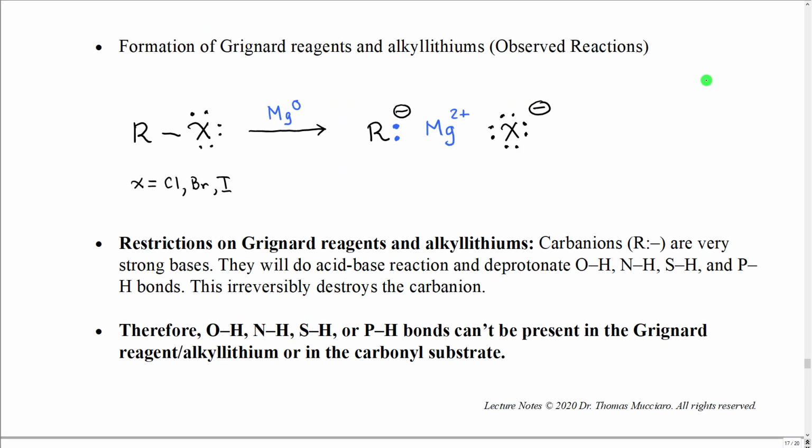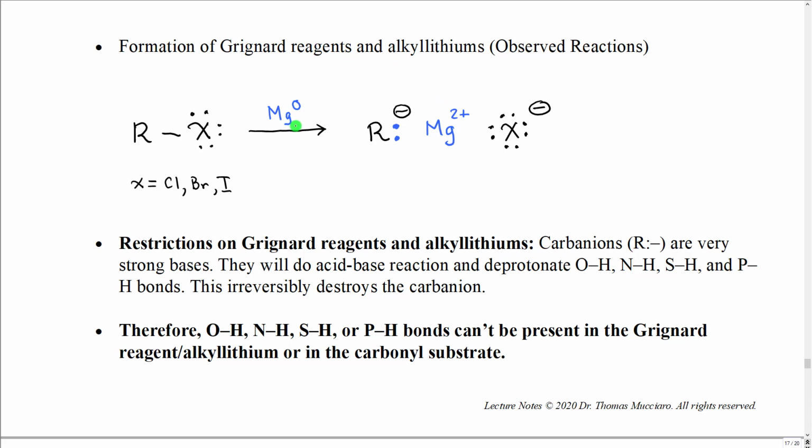Grignards and alkyl lithiums are pretty easy to make. I'm going to show you the reaction for Grignards. We start with an alkyl halide, so carbon attached to chlorine, bromine, or iodine. We put in magnesium metal, which we symbolize with the 0 charge. Magnesium metal, therefore, has 2 electrons that it would be willing to give away so that it can reach the nearest noble gas configuration. So if it gives away those 2 electrons, it becomes magnesium 2 plus.